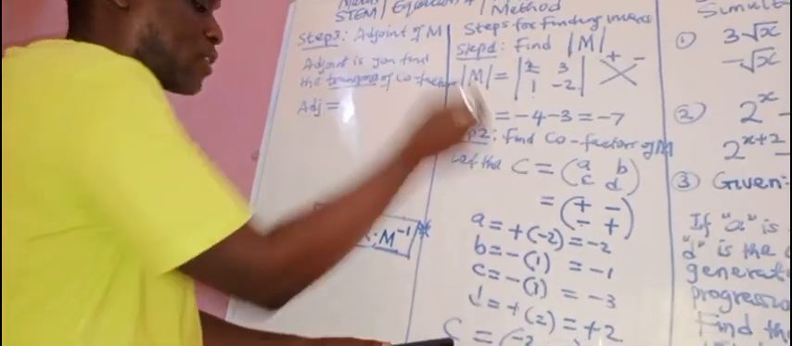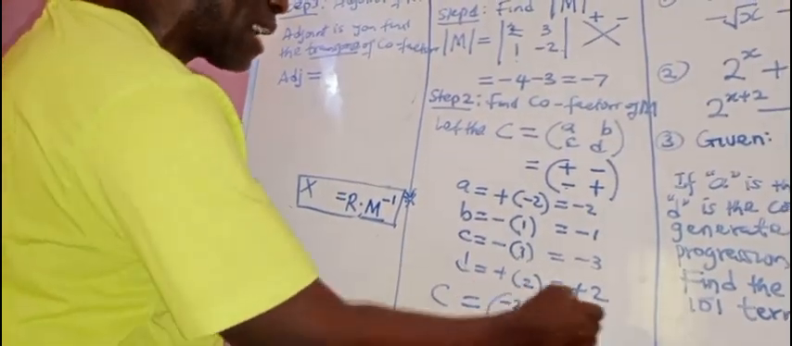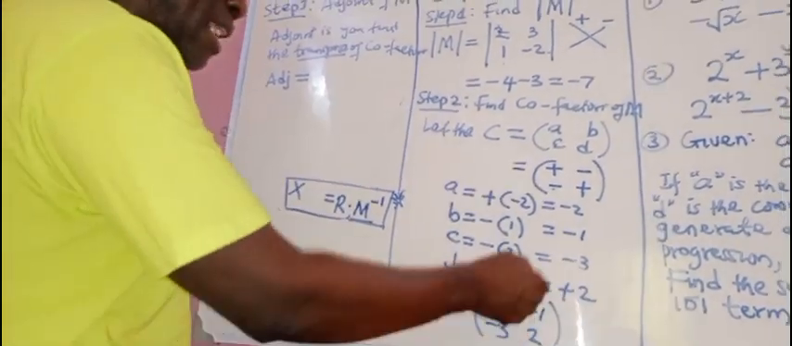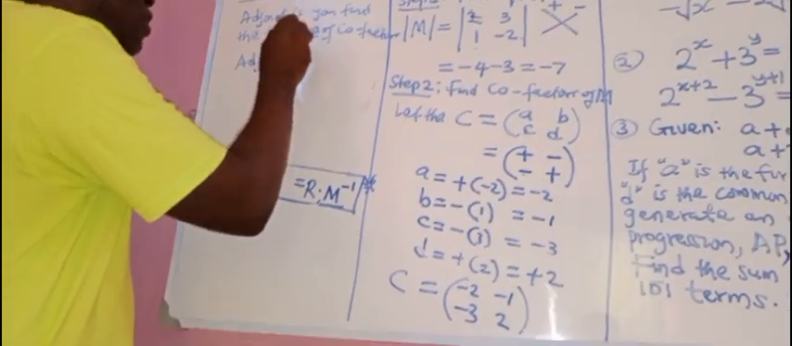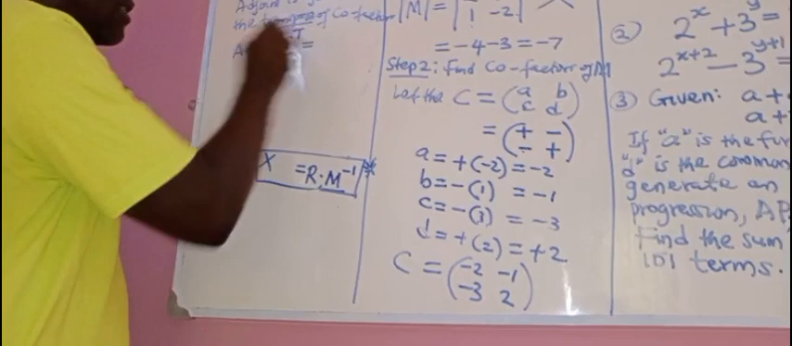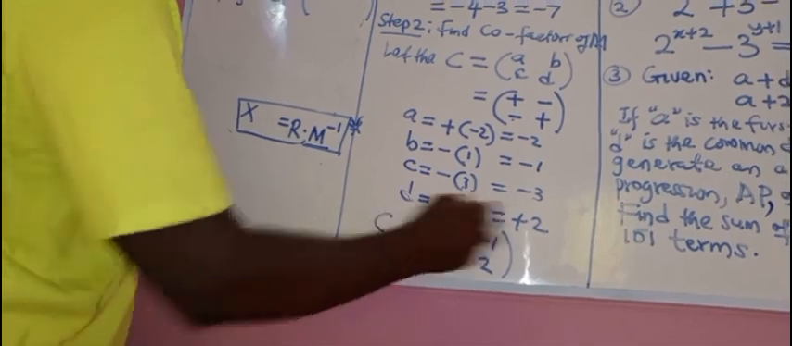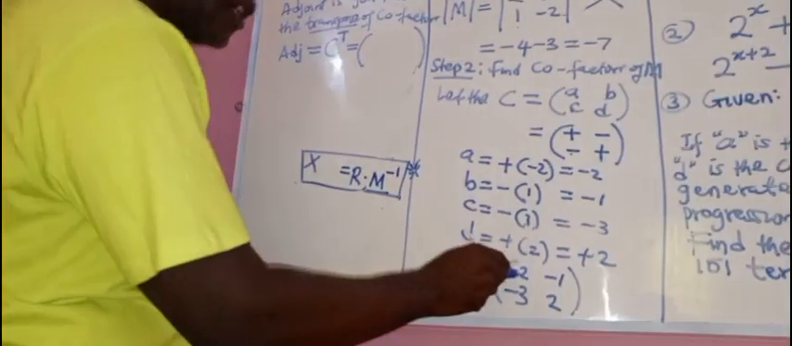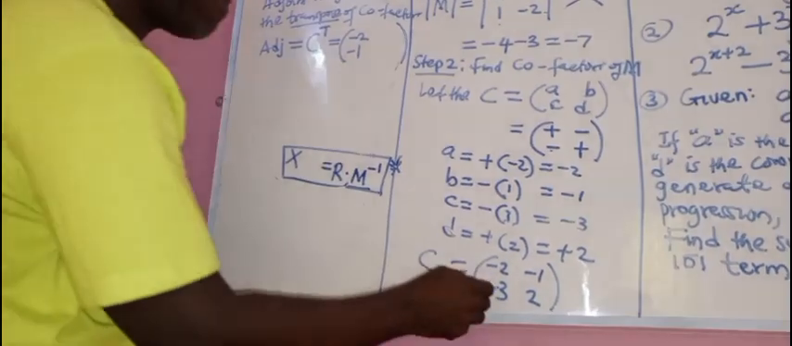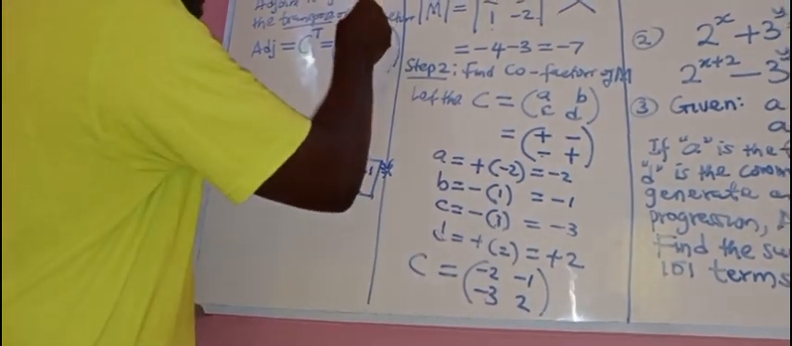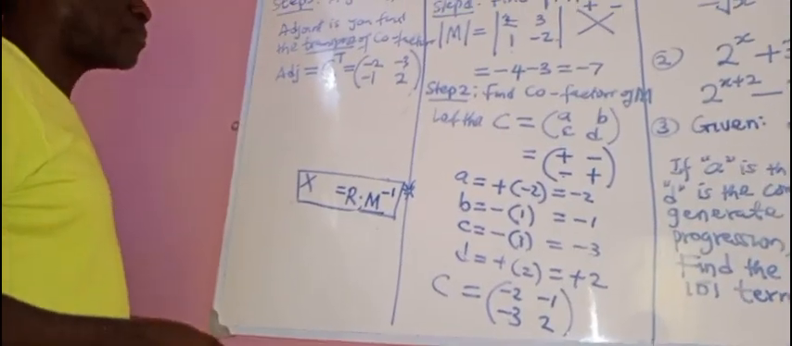Transpose of cofactors. If you look at this matrix, it has rows, the horizontal arrangement, and columns, the vertical arrangement. When you transpose, you get the transpose of cofactors, C raised to power T. That's the meaning of adjoint. Let's transpose it now. The rows that are standing horizontal will now stand vertical. So minus 1, minus 2 will now be minus 2, minus 1. Then minus 3, 2, which is horizontal, will now be vertical: minus 3, 2. That's the meaning of transpose. Is that clear? Now, step 4.